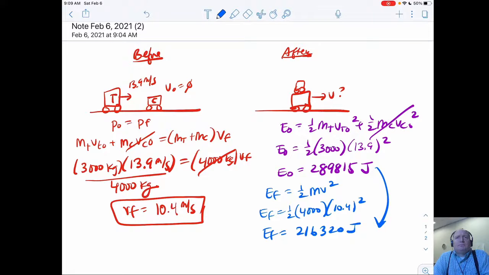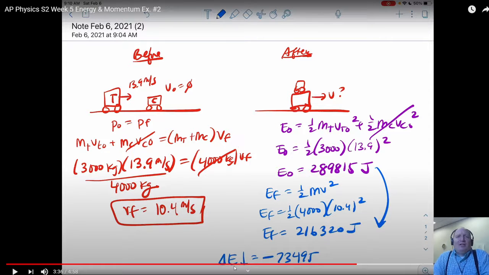So it might ask how much, like in an absolute sense. 216,320. So in an absolute sense, the change in energy was negative 73,495. It was a loss. So there's a couple of really interesting things. This negative sign and this down arrow technically are canceling each other, but my favorite is the down arrow, right? So there's definitely a loss.